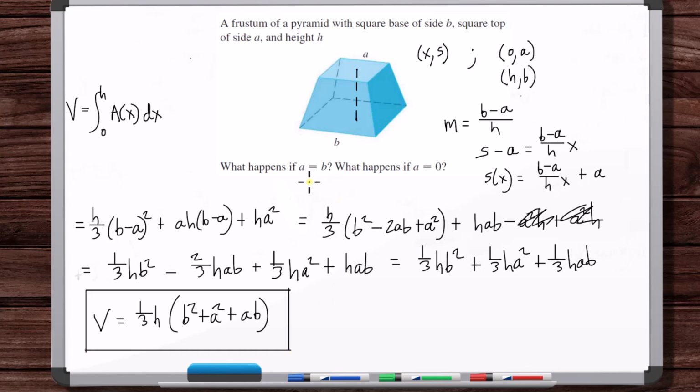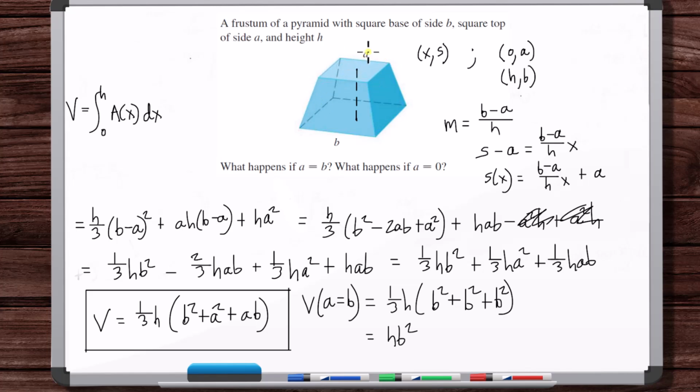Now, what happens if a is equal to b? If a is equal to b, then the volume is 1/3 h times b squared plus b squared plus b squared. So this is 3b squared times 1/3 h, which is hb squared. That makes sense, because the two bases are the same.